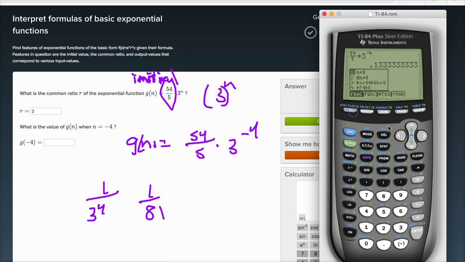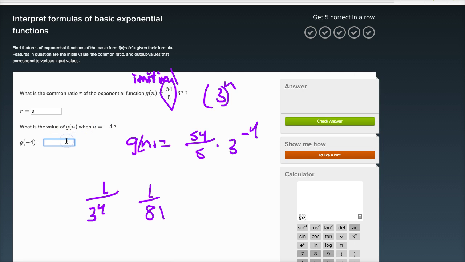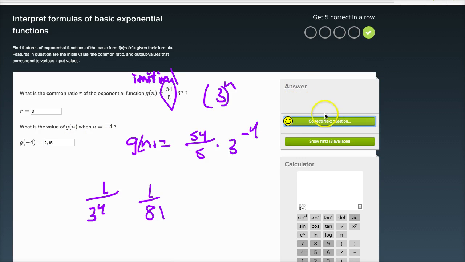And you want to change that into a decimal if you can. There it is, or the fraction 2 over 15. And there it is, correct answer.